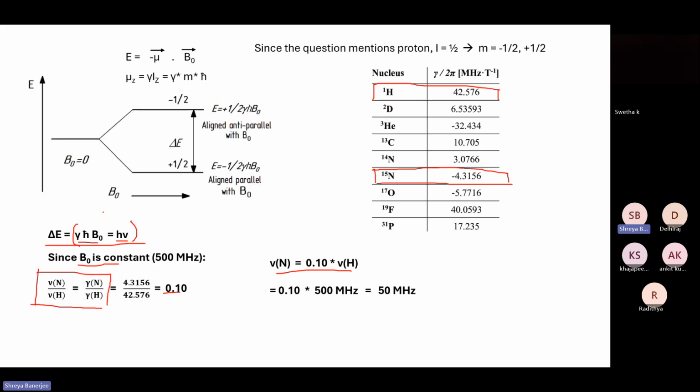So basically, the frequency of absorption changes depending on the gyromagnetic ratio. And in this case, again, we are ignoring the negative sign of the gamma because we are only calculating the magnitude. We are not doing vector calculations. So if you can just remember this equation, you know that B0 and H will all cancel out. Then you can easily calculate the frequency like this.